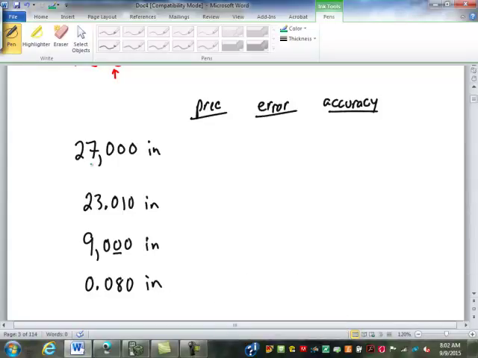Okay, so the 27,000 here. Let's start out with the accuracy. How many significant digits does it have? Just the 2. So the precision is the thousands. So the error, plus or minus 500 inches.